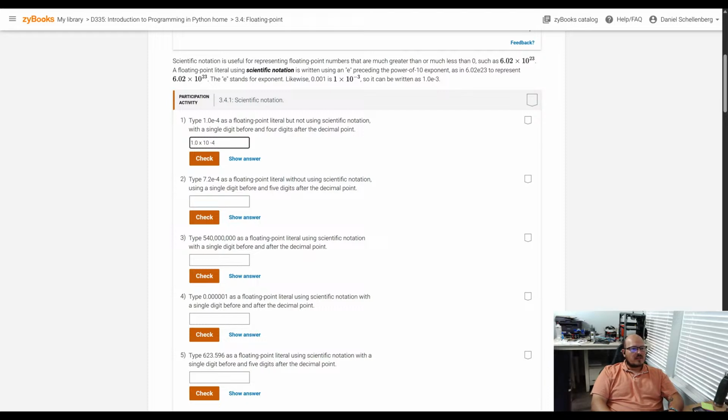Before and after decimal point. Okay, well, let's, because it almost sounds like it wants me to take out this x here and write it like that or something like that. So that's wrong. So let's see if it wants me to do it this way. That's wrong.